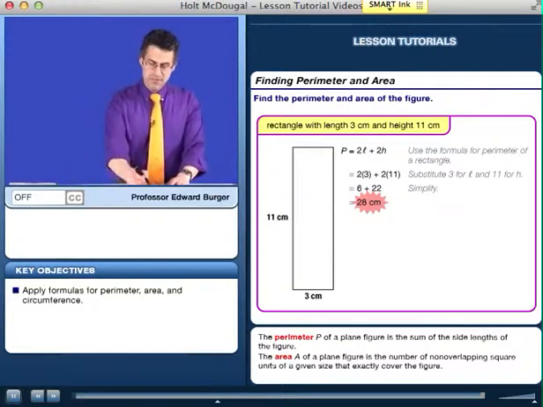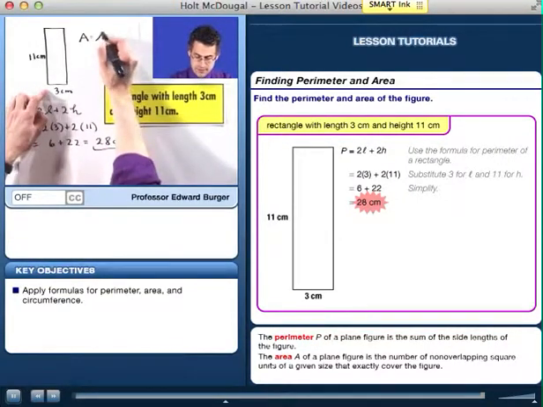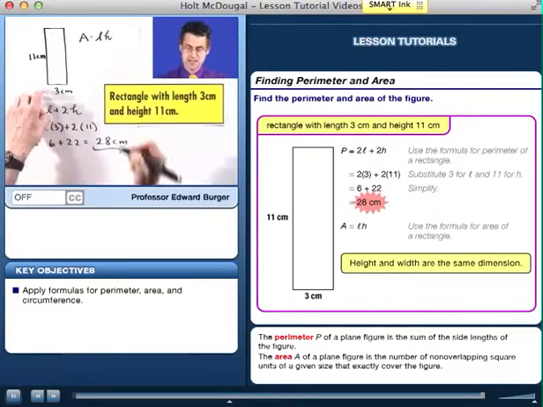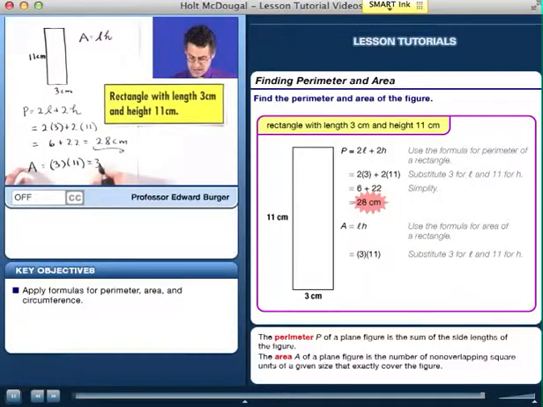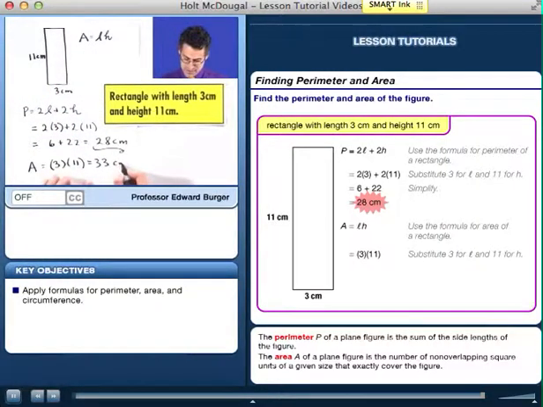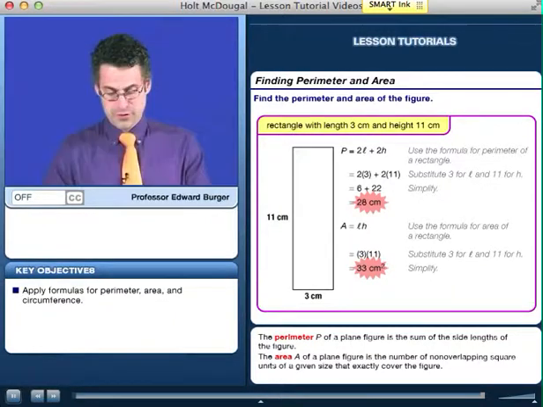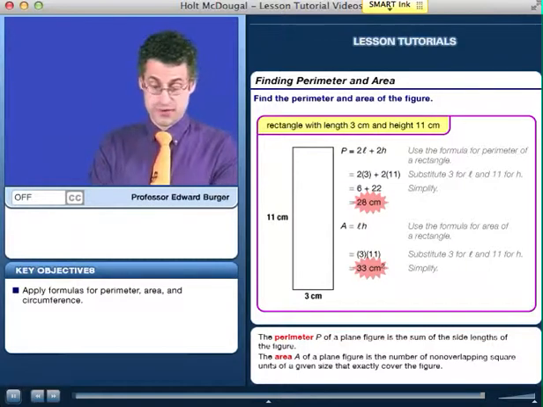What about the area? Well, the area, remember the formula for that is length times height. And so what would that be? Well, the area in this case would be 3 times 11, or 33. And what are the units here? Well, since it's centimeters times centimeters, it's centimeters squared. Neat. Great formula, perimeter, great formula, area. That is just for the rectangle.